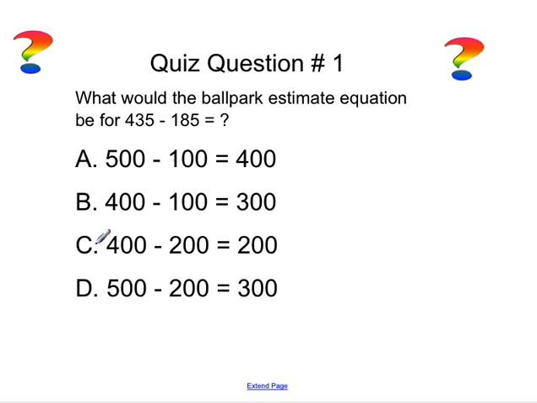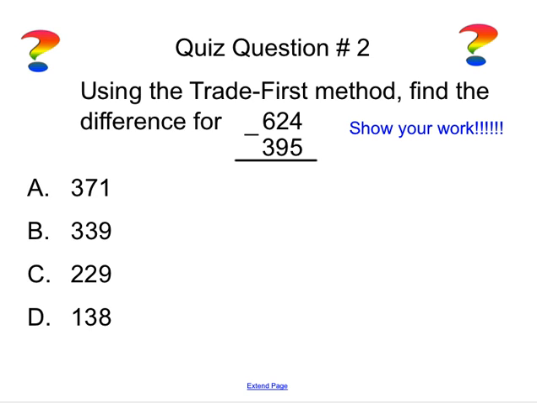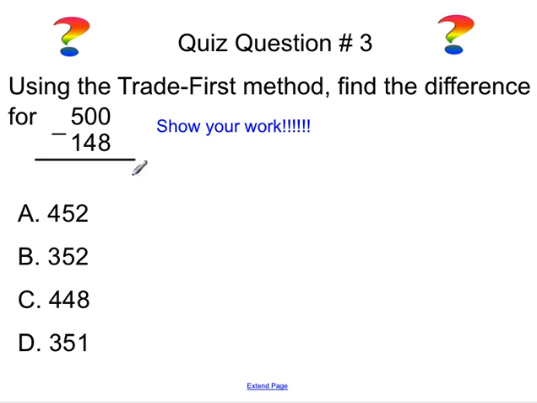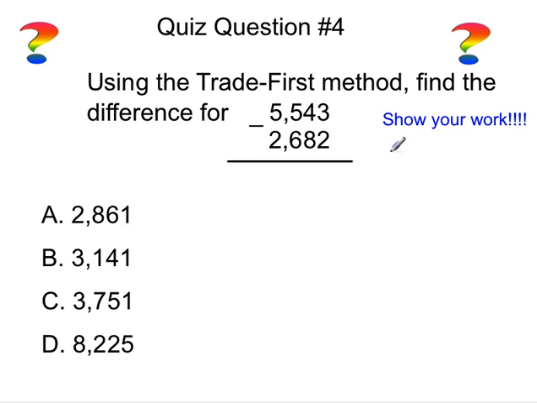So question number 1 is working with ballpark estimates. Question number 2 is working using the trade first method to find the difference, and this is the big part. You have to make sure you show your work in your math notebook for quiz question number 2. Quiz question number 3, you also have to make sure you show your work. And quiz question number 4, you have to show your work. So you have 3 problems that you really have to make sure that you are setting up your notebook and showing your thinking for questions 2, 3, and 4.